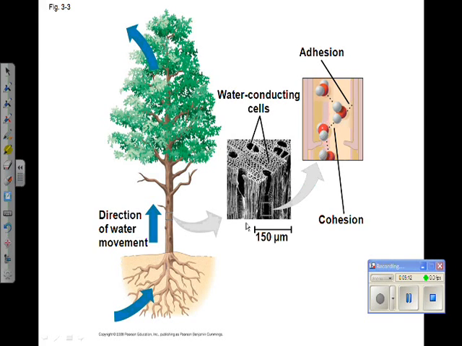The water molecules cling to each other by cohesion, creating a column, and cling to the walls of the xylem vessel by adhesion. This allows the movement of water up great distances against gravity.